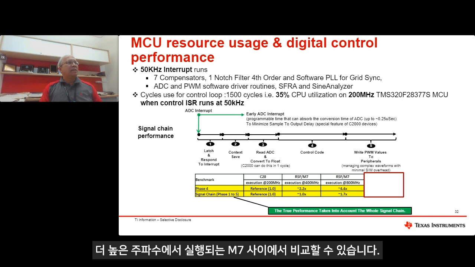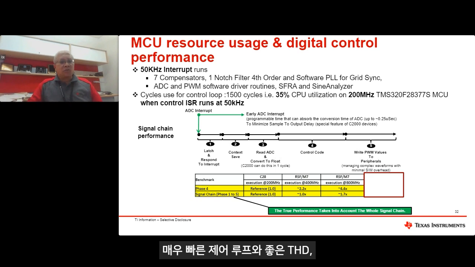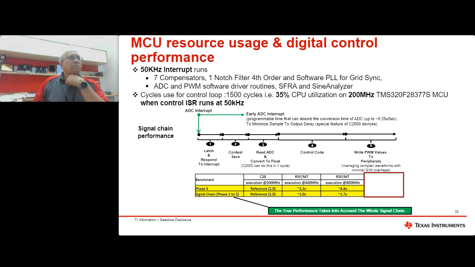megahertz and the M7 running at higher frequency. So that's also the true performance, which takes into account the whole signal chain. It's not only the processor speed that is important, it's also the other aspects: the context save, the latch and interrupt service routine response, and the writing to the PWM value. Those are also important in order to achieve a very fast control loop and achieve good THD in the inverter control.